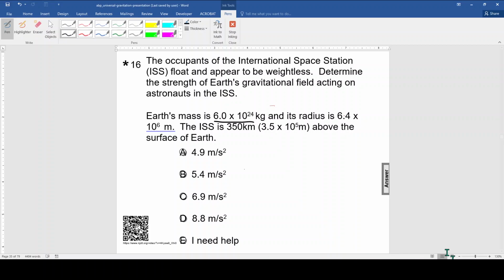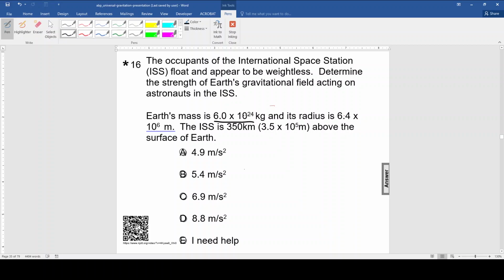Last week, we were working on calculating the gravitational effect on astronauts in the International Space Station. Let's review this information again. First, we must list our givens.